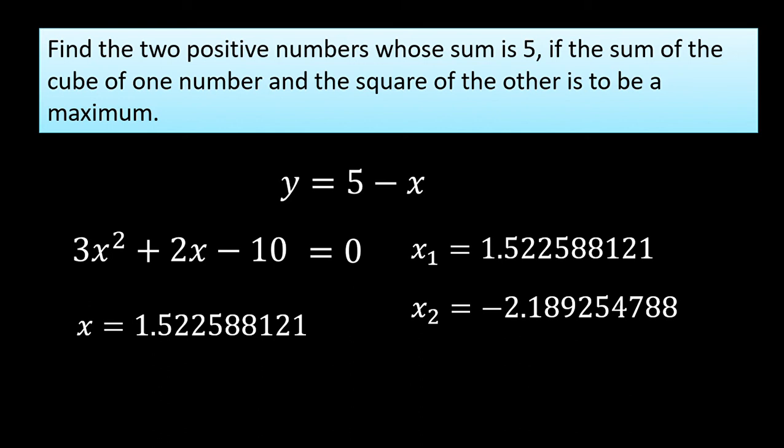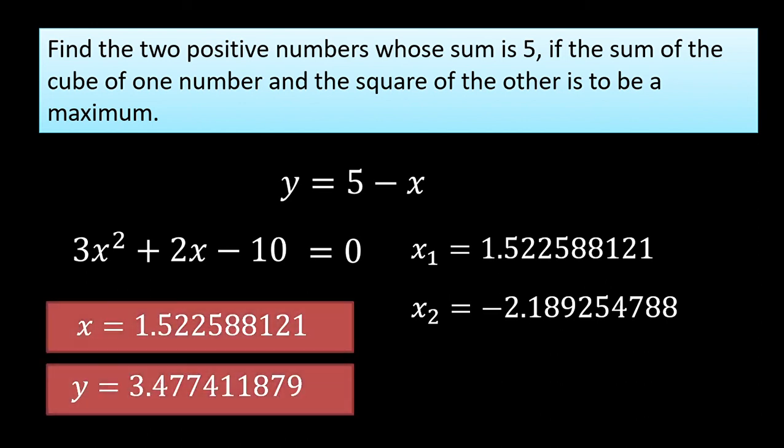What is the other positive number? I will just substitute the x into y is equal to 5 minus x. This will become 5 minus the x, and the y now will become 3.477411879. And these are now the two positive numbers.